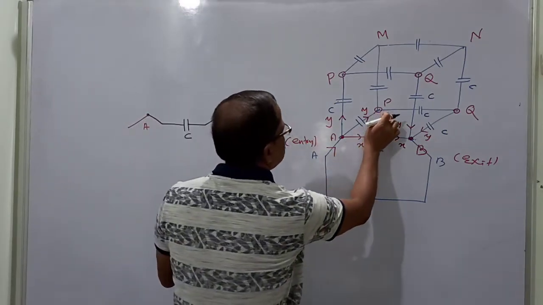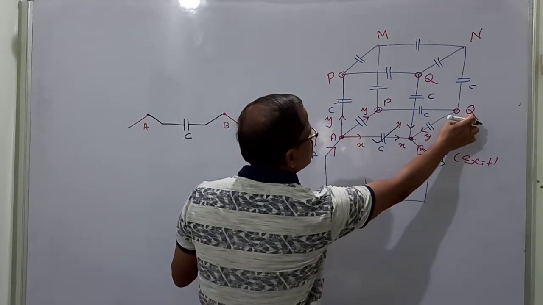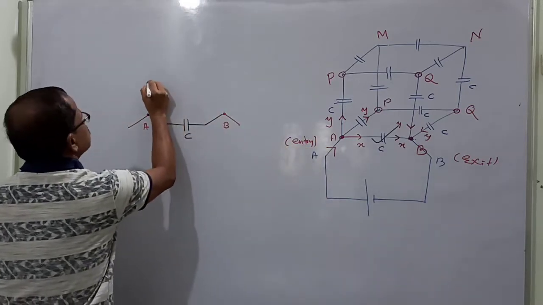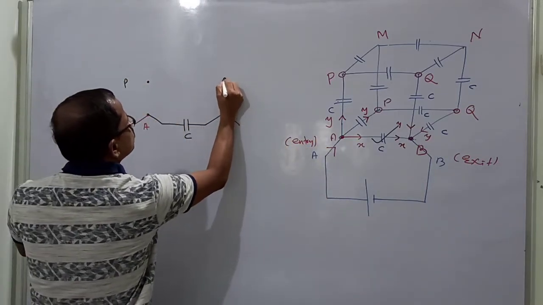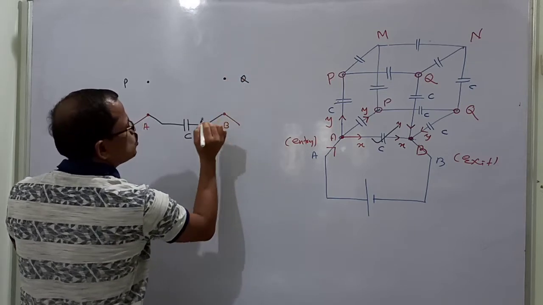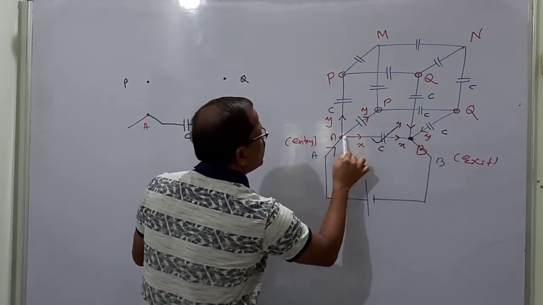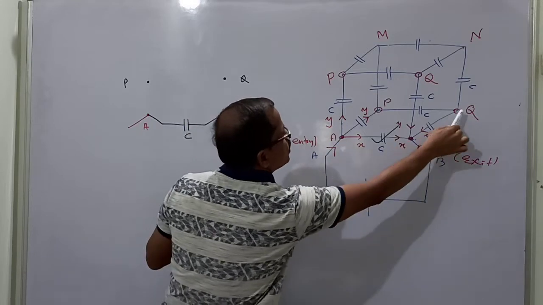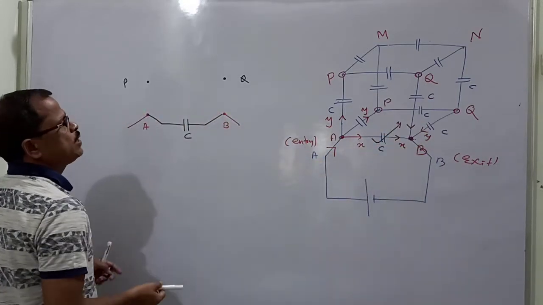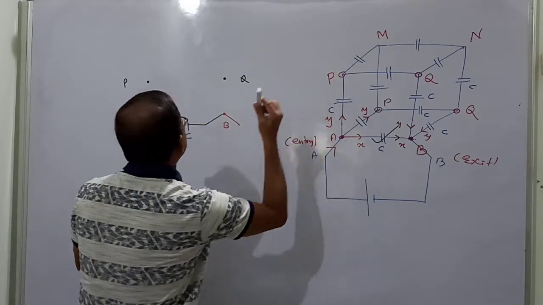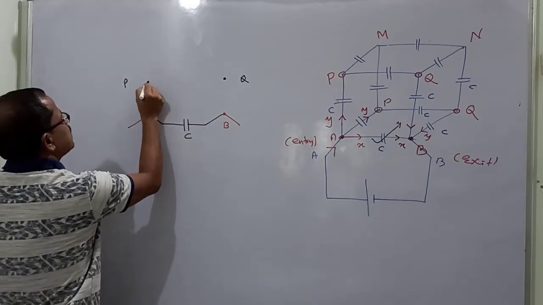There is a point P close to A. There is a point Q close to B. So now let us come to the point P close to A, and the point Q close to B. Again, P is close to A, and Q is close to B. Then let us go on connecting from A to P. Now from A to P there is a capacitor.